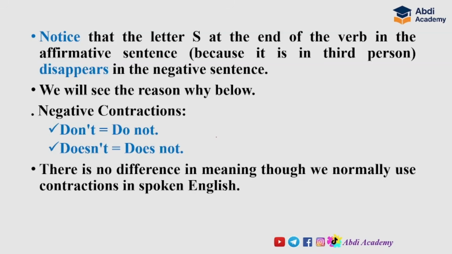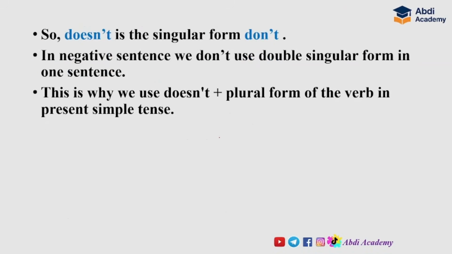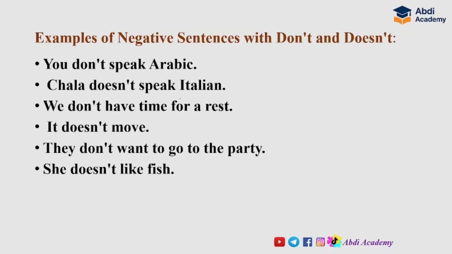So there is no difference in meaning, especially in spoken English or in spoken form. We need to use the contraction form. That is great. So doesn't is the singular form of don't, so we never use double singular form in one sentence. This is why we use doesn't plus the plural form of the given verb in present simple.